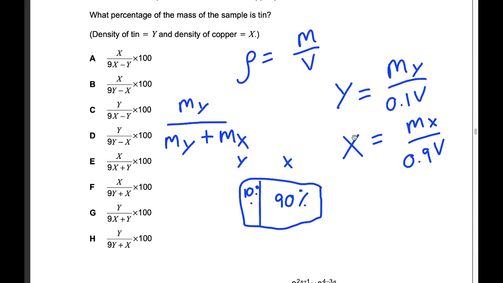Okay, so I can rearrange these equations and put in my densities. If I rewrite this, I get 0.1 times v times y on the top. You can see that all of these are going to have a times v in them: 0.1 times v times y for the mass of tin, and 0.9 times v times x for mx. So I'm not going to bother writing down v, because that's going to cancel later on. So I can just write 0.1y over 0.1y plus 0.9x.